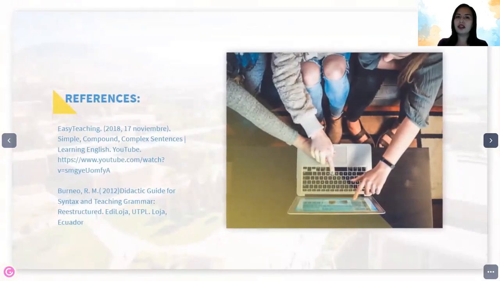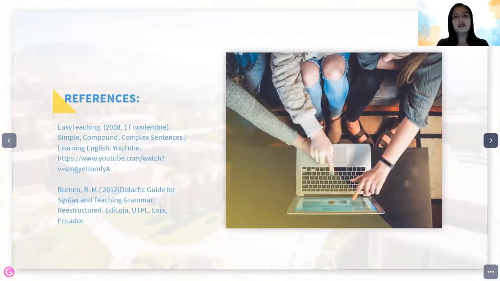So that's it. These will be the strategies that I would use to teach the kinds of sentences: simple, compound, and complex.